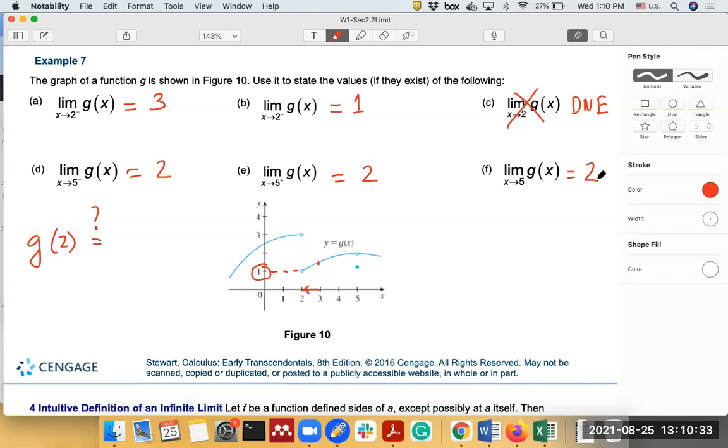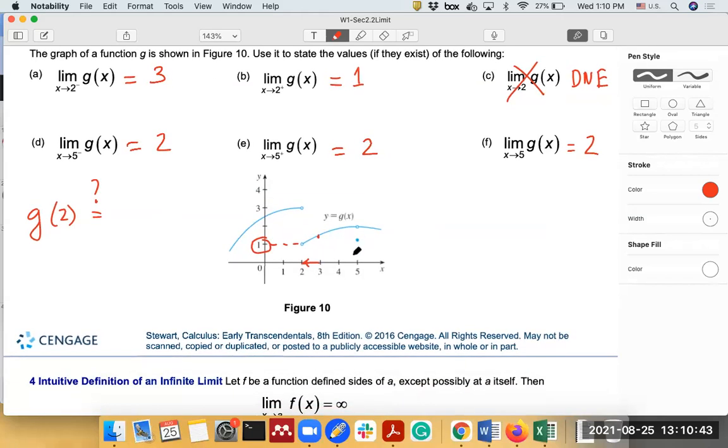Good question. We're not there yet. So the dot implies that this point belongs to the graph of g. Okay? It means that g at 5 is equal to 1. Great.